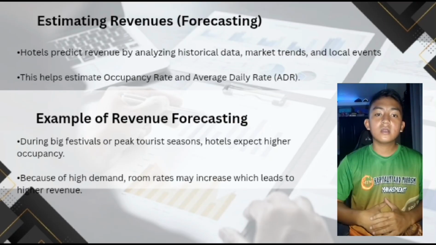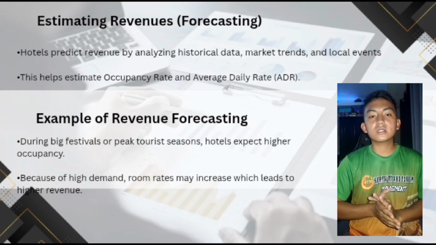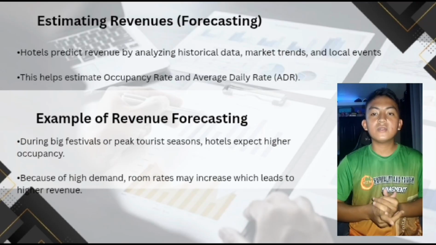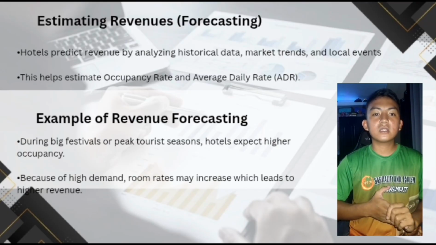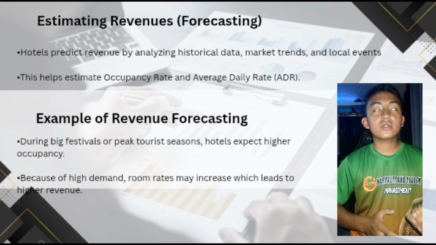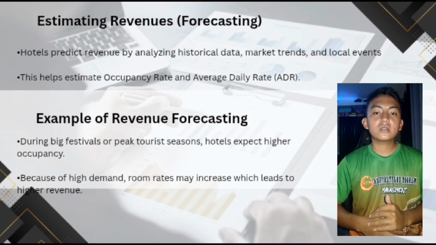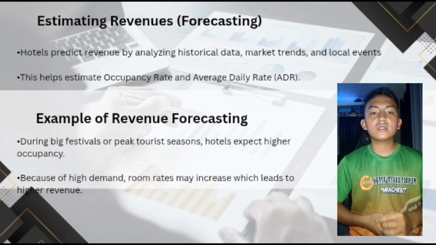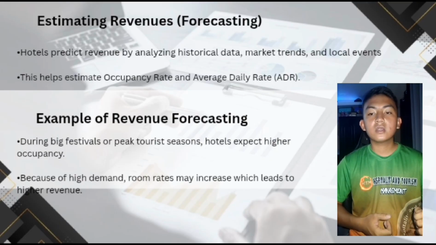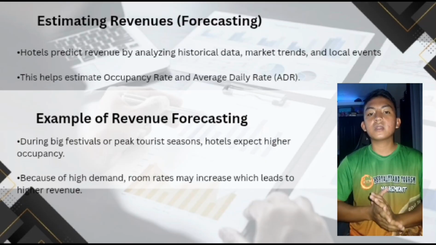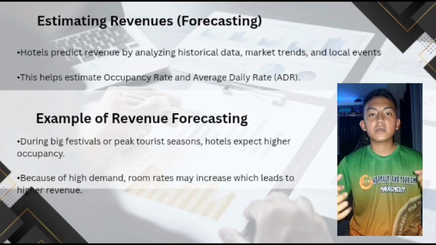For example, a hotel checks its records and sees that during the Kadayawan Festival in Davao City, occupancy usually reaches 95% because many tourists visit during the festival. So the hotel predicts higher demand and increases the average daily rate from 3,000 to 4,200 per night, with more guests and higher rates. So the hotel expects higher revenue during the period.